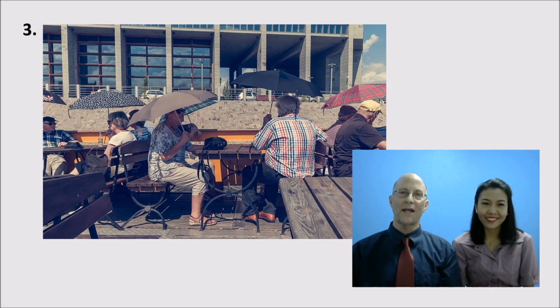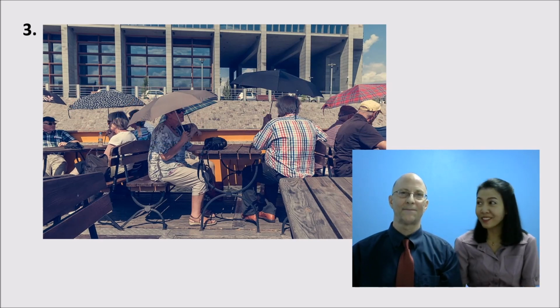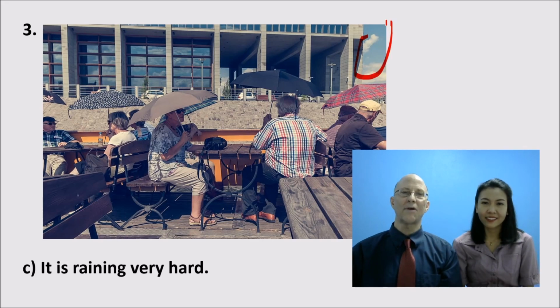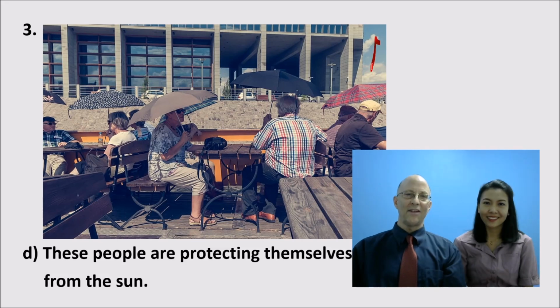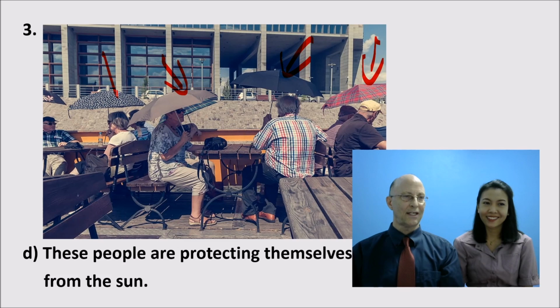C. It is raining very hard. I don't see any rain here. In the background you can see the sky is quite clear. It's a sunny day, not a rainy day. D. These people are protecting themselves from the sun. These umbrellas are clearly being used to protect from the sun.